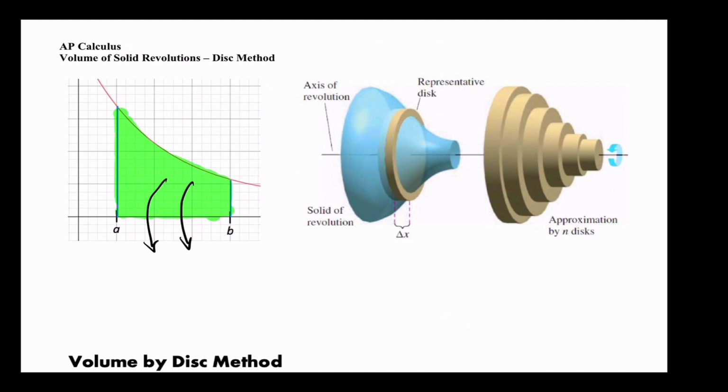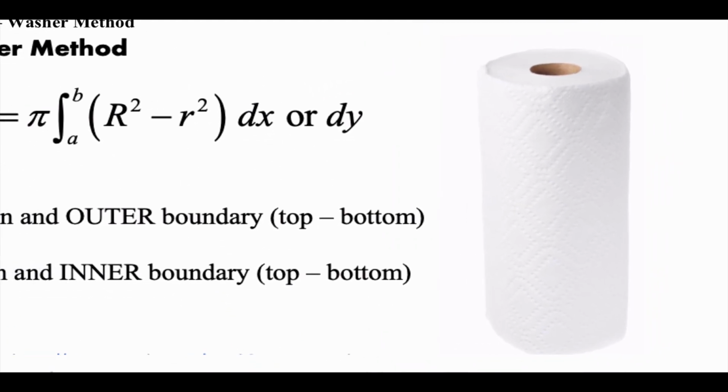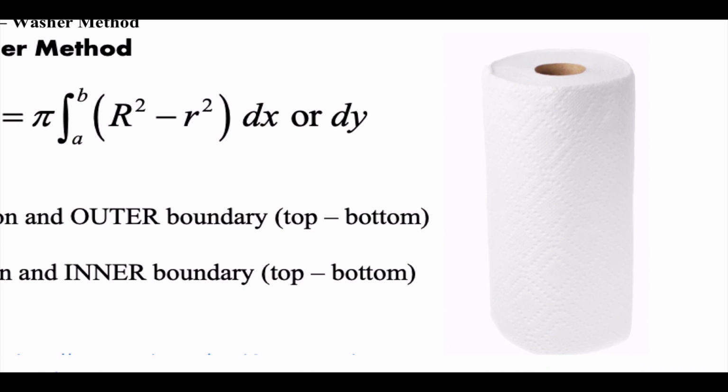But sometimes some things aren't solid, right? For example, this guy right here. It's got a hole in it, the tube, right? So we can't use disk method. Disk method won't work because disk method assumes that it's 100% solid.